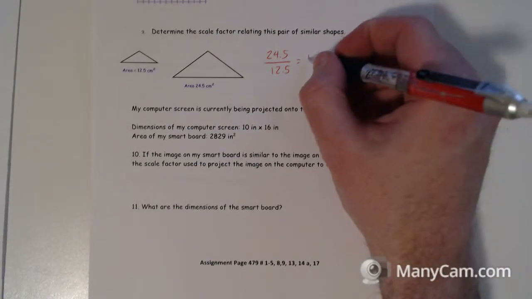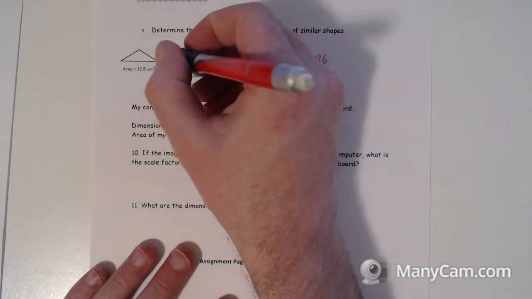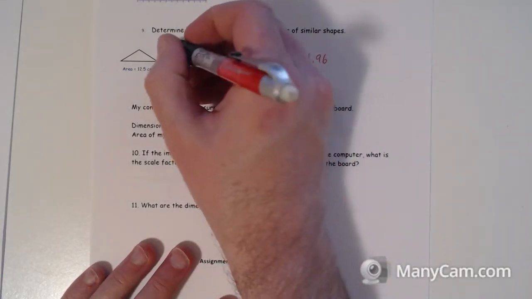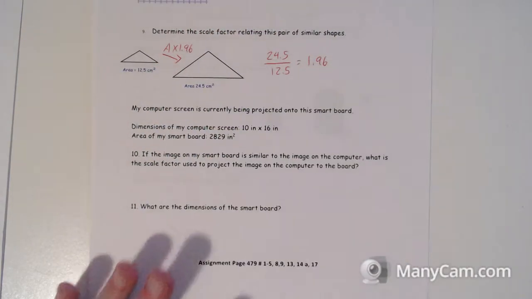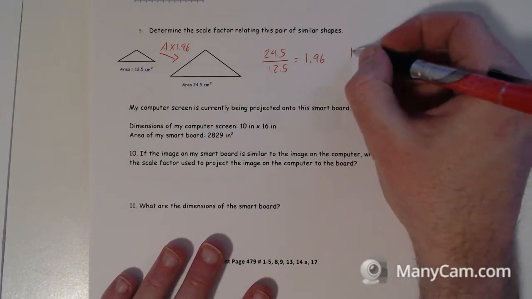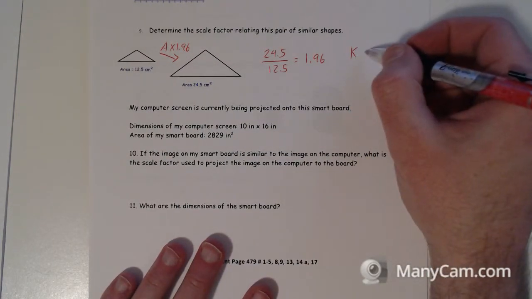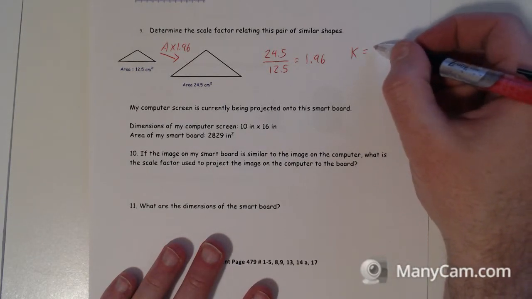That's 1.96. So the area is 1.96 times bigger. We want to know what the k value is. Now the k value is equal to the area's k value squared.